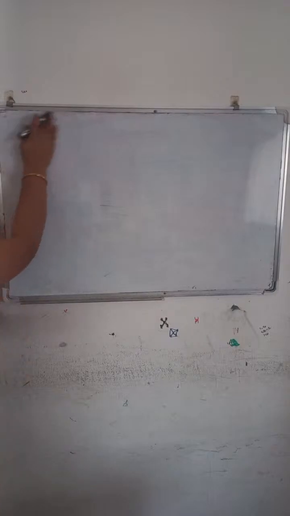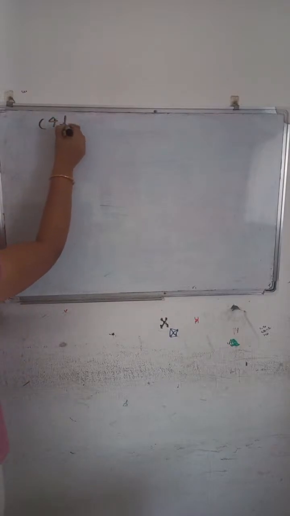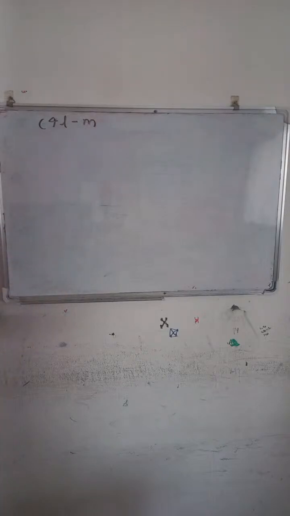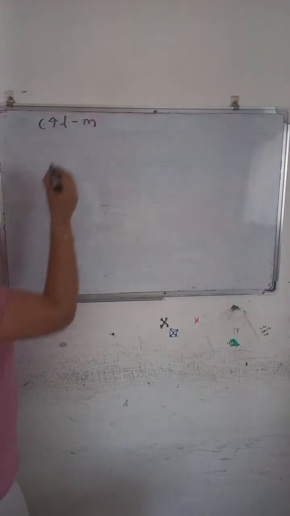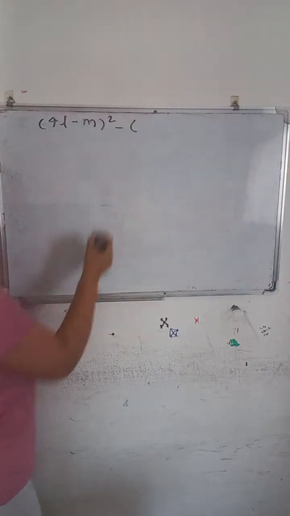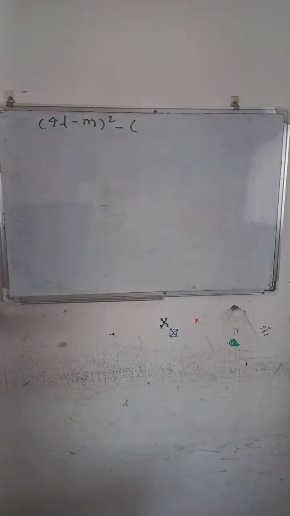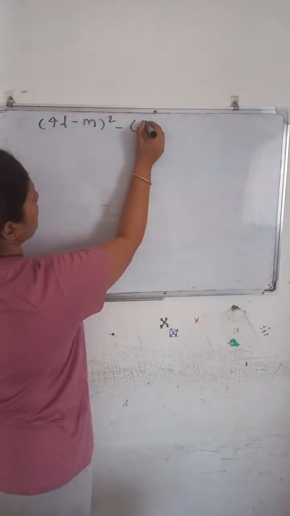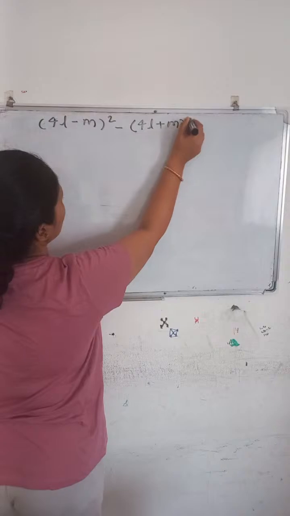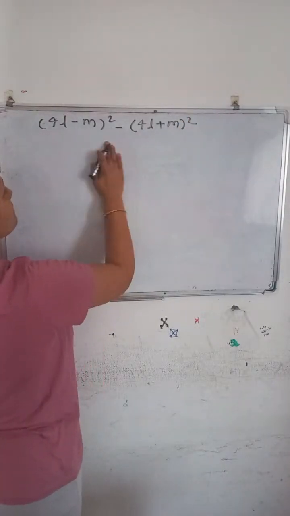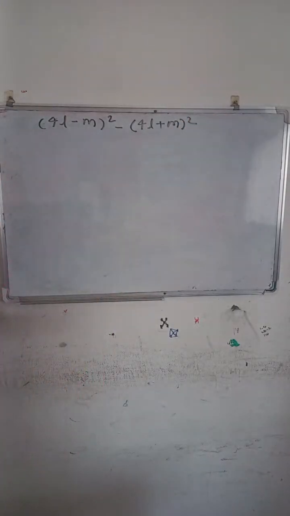The question is given here: (4L minus m) whole bracket square minus (4L plus m) whole bracket square. Okay, so this is the expression given and they are asking us to simplify and factorize this.